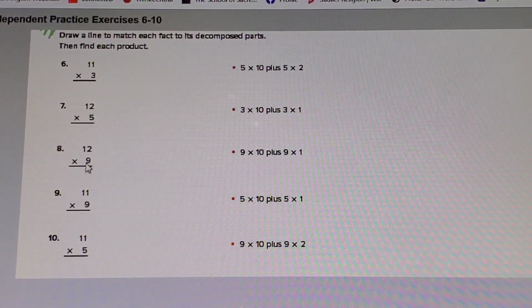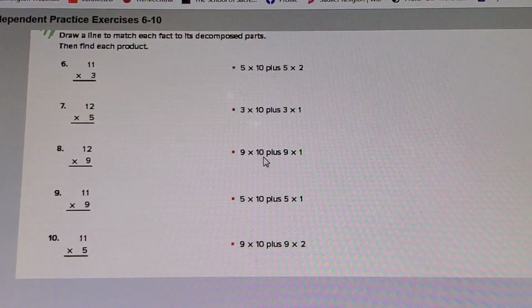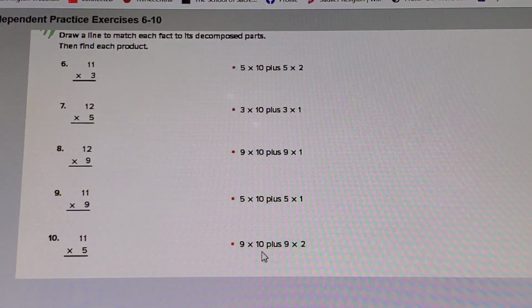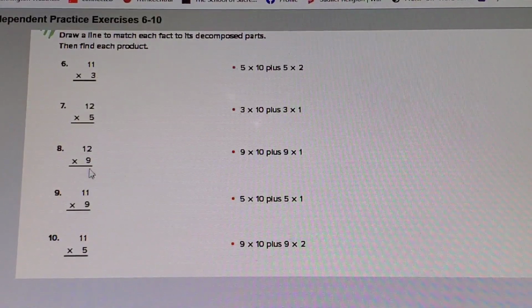12 times 9. So we'll look at the ones that have 9. 9 times 10 plus 9 times 1. Well, 10 plus 1 is only 11. 9 times 10 plus 9 times 2. That's 10 plus 2 is 12, so that matches with this one. And you see if you can figure out what that answer would be.